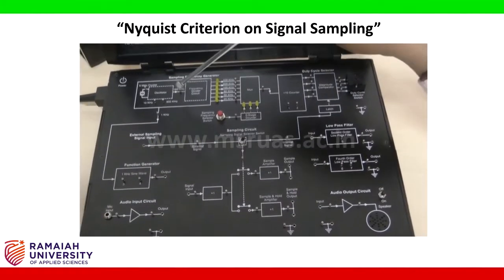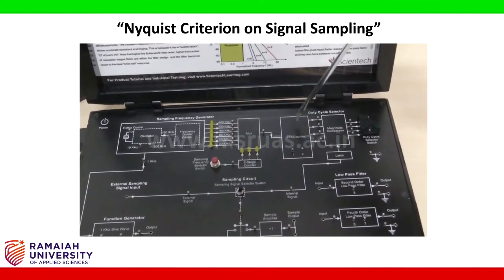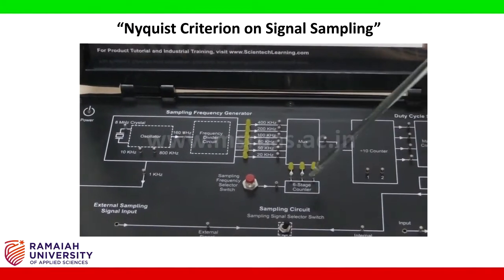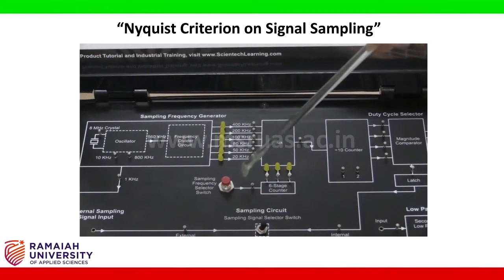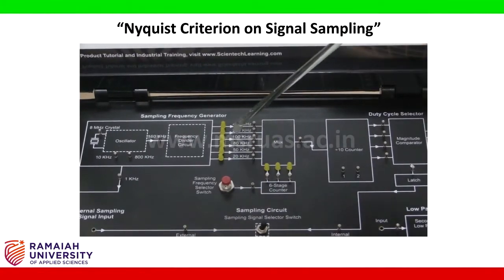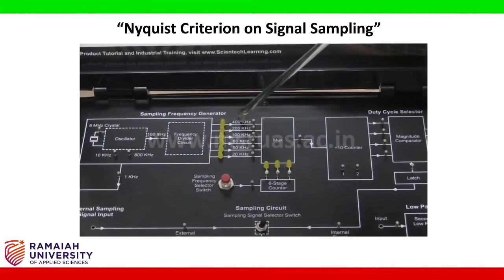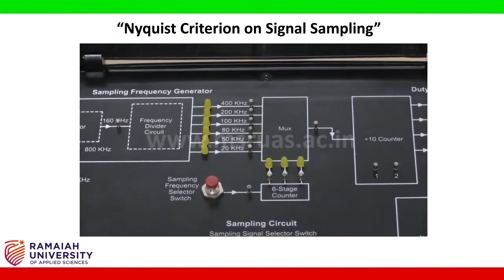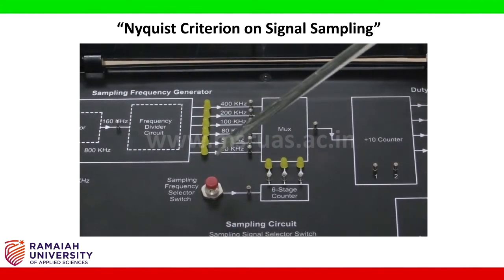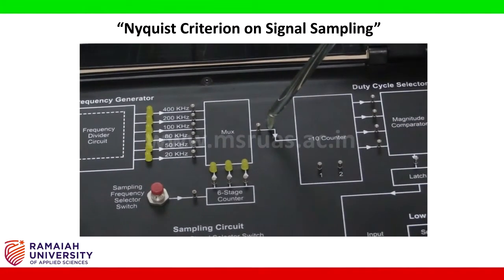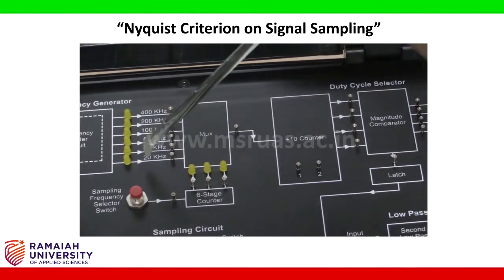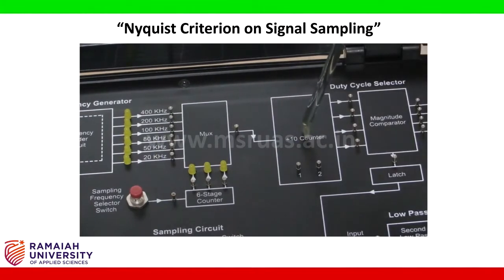We are going to generate different sampling frequencies using this circuit. This circuit has a crystal oscillator, and we have an analog mux through which we can select different frequencies from 400 kilohertz to 20 kilohertz. We can select the desired sampling frequency using the analog mux, and once the output of the analog mux is divided by 10, the frequency is reduced. 20 kilohertz will become 2 kilohertz.